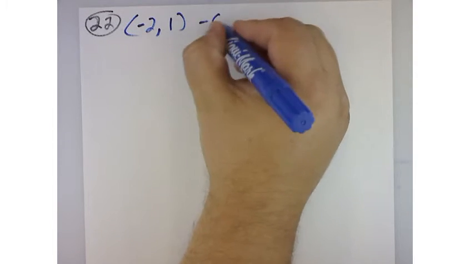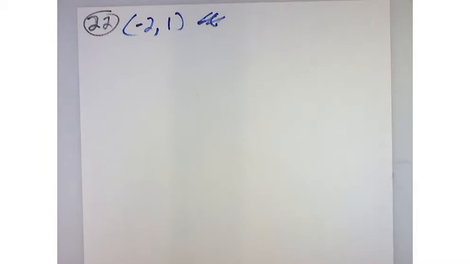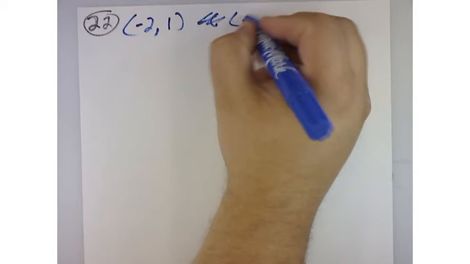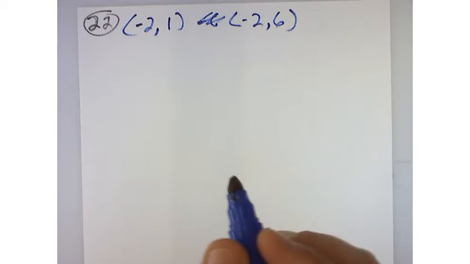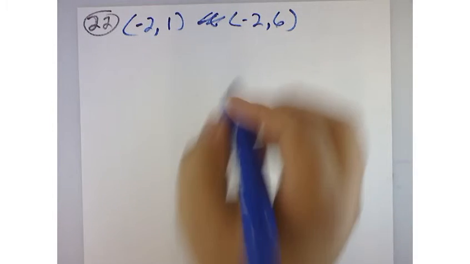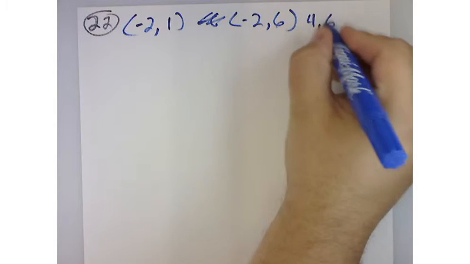The board's not on this. Oh. Gives us the point -2, comma 6. The board will come on in a second. By the way, I'm recording this, so you guys can look at it later.